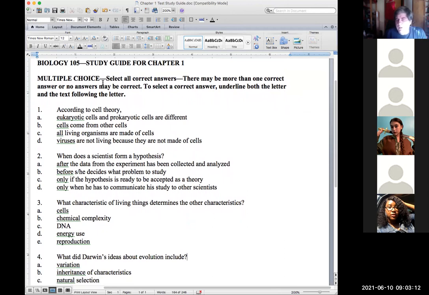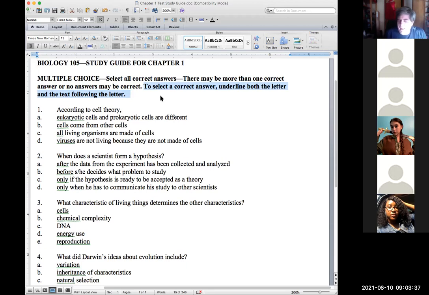The main difference between the tests in here and the tests that you might have in another class is the multiple choice questions. Notice the instructions for the multiple choice questions. Select all correct answers. There may be more than one correct answer or no correct answers. No answers may be correct. To select a correct answer, underline both the letter and the text following the letter.